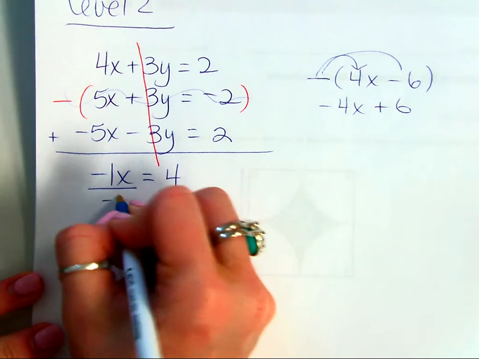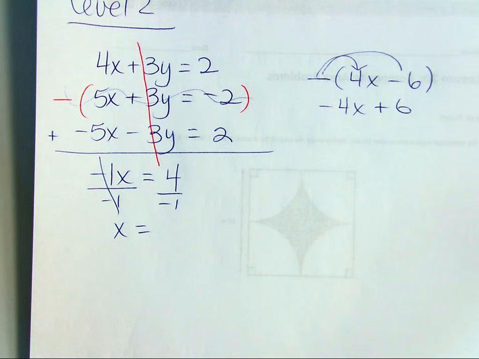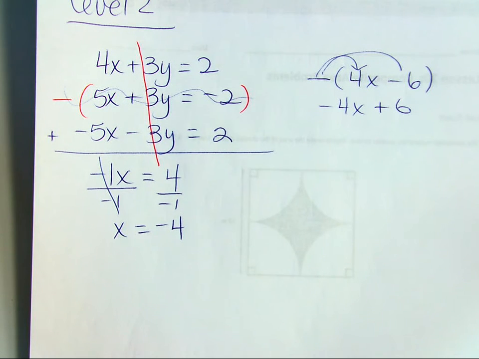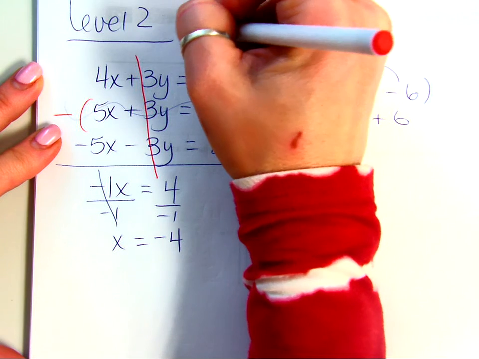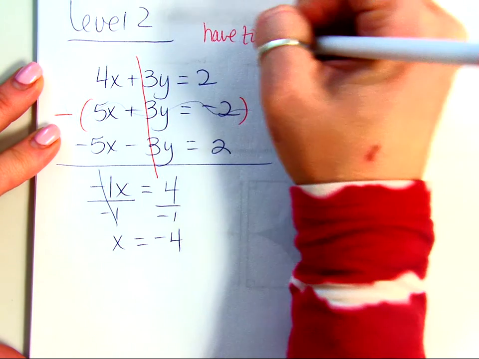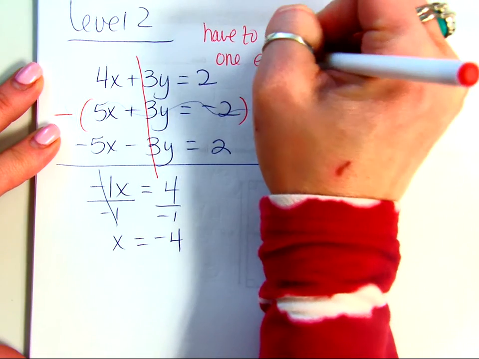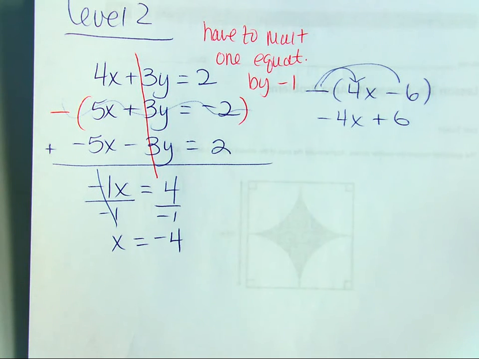And then don't forget to divide by your... And if we would have done it the other equation, we wouldn't have to do this step, but that's okay. So my x is negative 4. Did you follow me on that? So level 2 is not quite set up. What makes it a level 2 is that you have to multiply one equation by negative 1. Meaning the numbers are good, you just have to get the sign set.